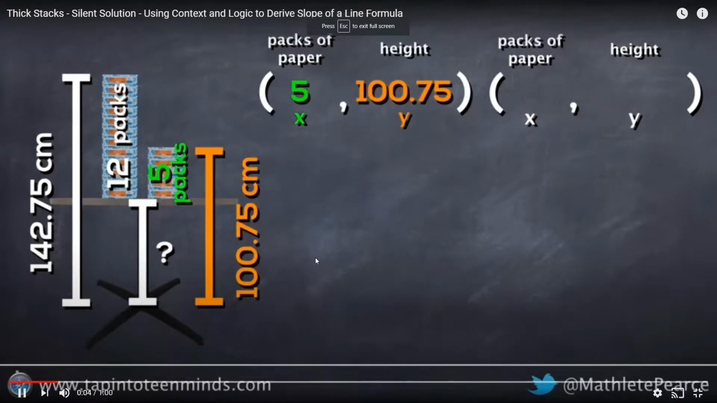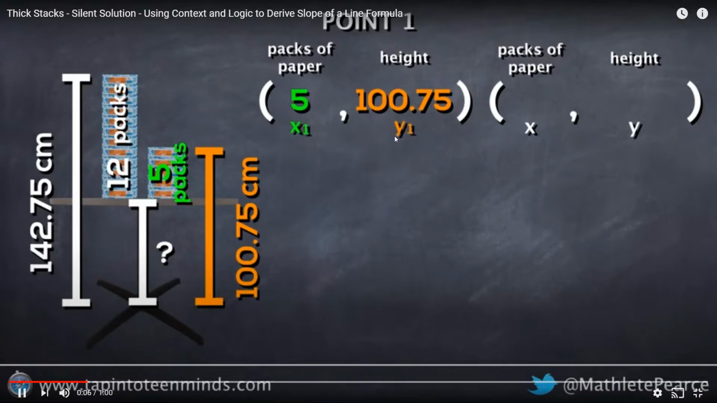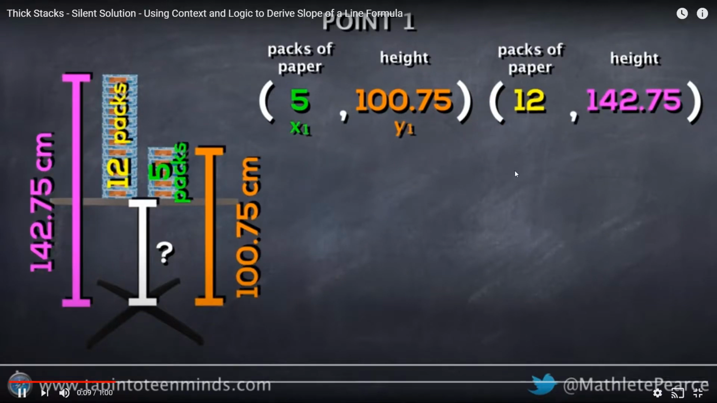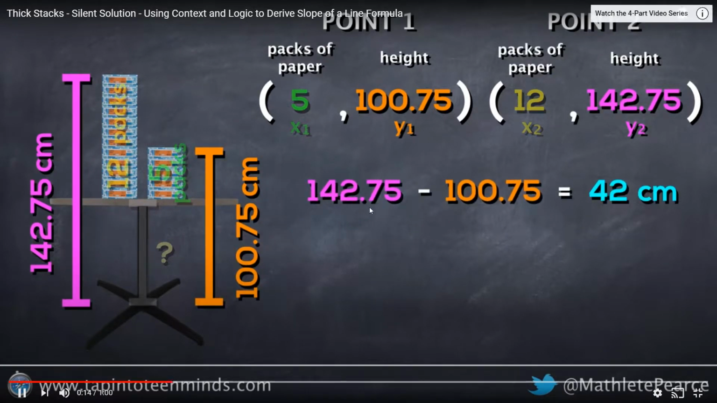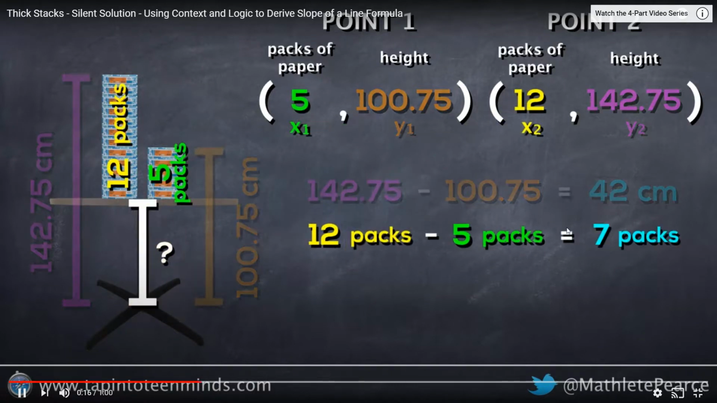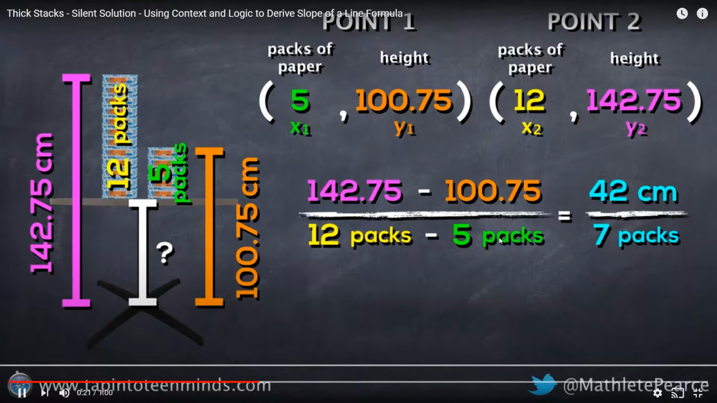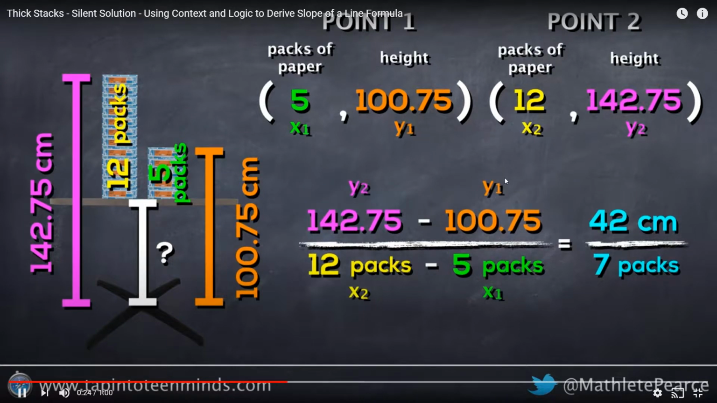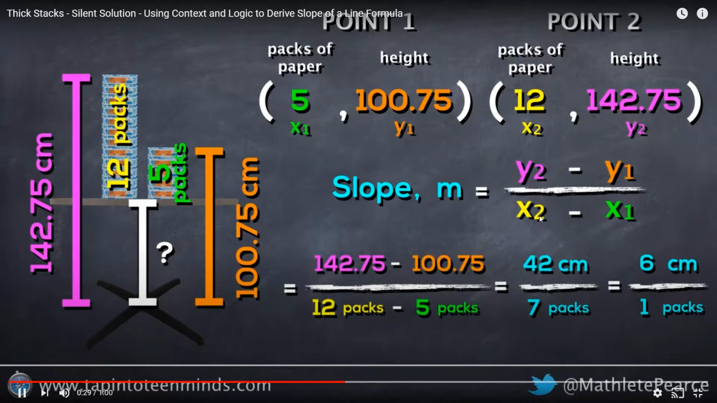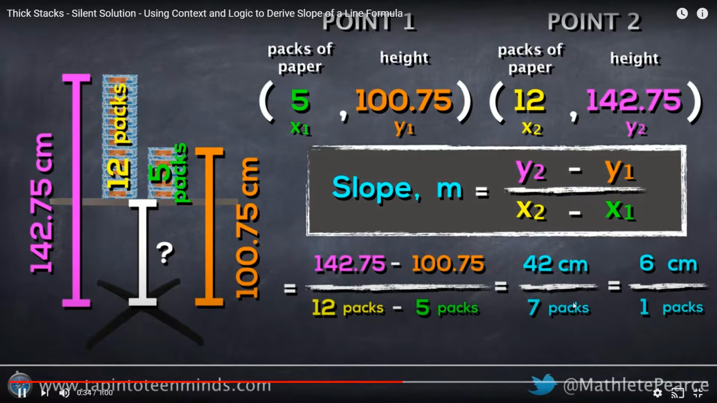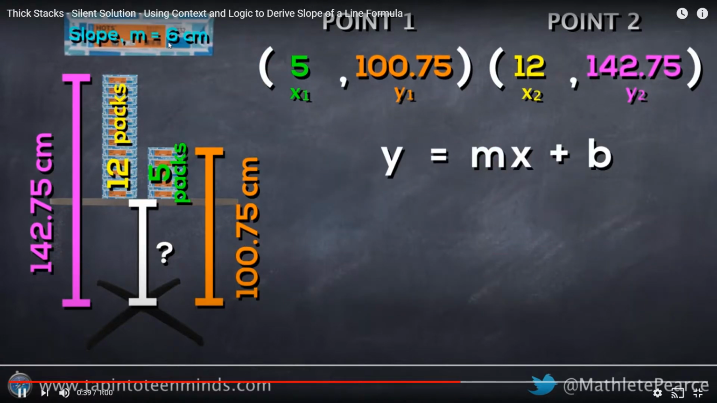So he's taking the scenarios from the first one and getting the coordinates 5 and 100.75, and the second point is 12 and 142.75. And look at this, y2 minus y1 over x2 minus x1, dividing that to get his slope. There's the y2, y1, x2 minus x1. That's exactly what our slope formula is. And he's figured out then that it's 42 over 7, which is 6 centimeters per stack.